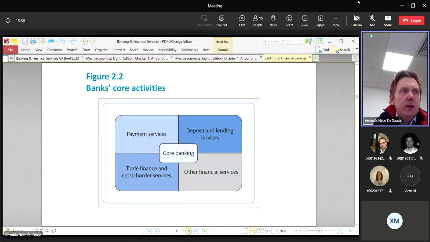Looking then at banks' core activities. So what do banks do in the main? We touched on the core activities in the previous slides there, but they take on deposits and they lend out money. So they take deposits from savers, and then they lend out money to borrowers. They're also obviously involved in trade finance and cross-border services.